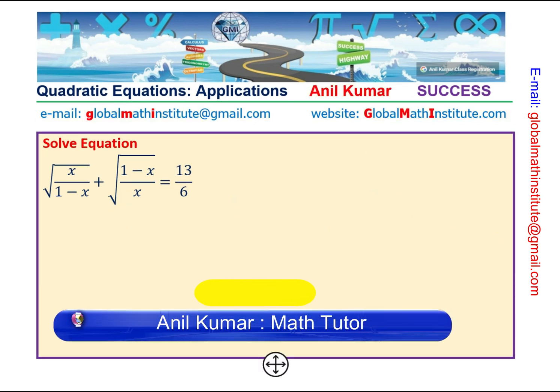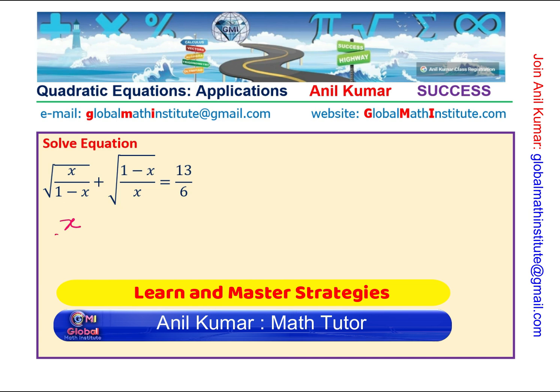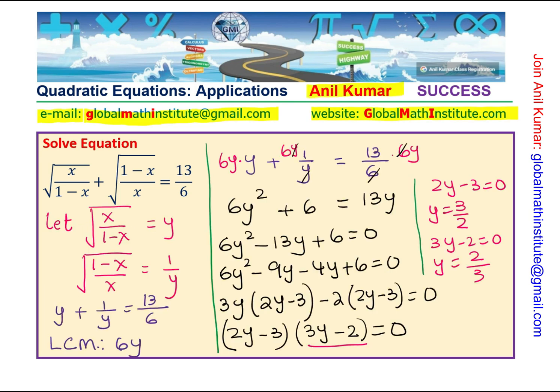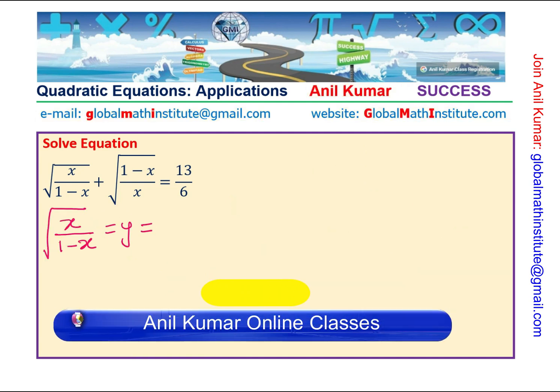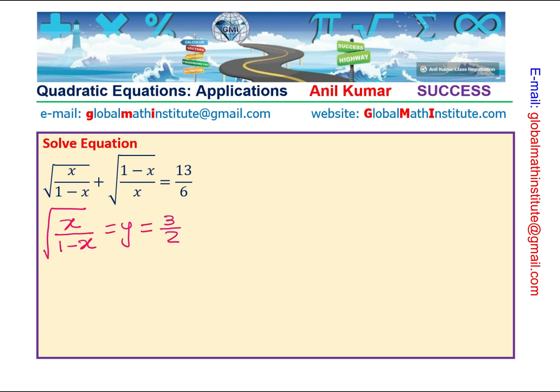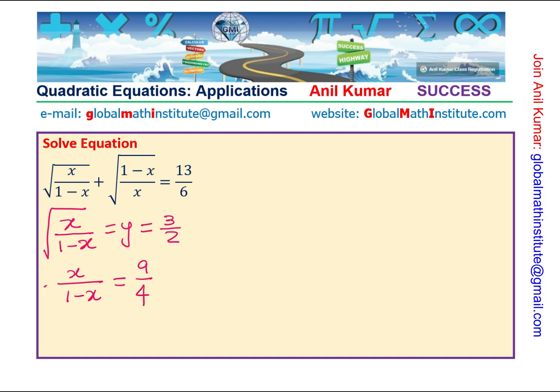Basically, we are saying that square root of x over 1 minus x is equal to y, which we found. We can take any of these values, 3 over 2 or 2 over 3. Let's take 3 over 2 first. So we get the y value of 3 over 2. If I square both sides, I get x over 1 minus x equals the square of this, which is 9 over 4. Makes sense? So what I did was I squared both sides. Squaring gets rid of the square root, and we get 9 over 4.